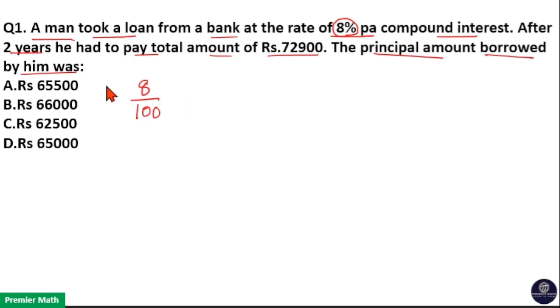Now, I will convert this 8 by 100 as 4 goes 2 times in 8, 4 goes 25 times in 100. Now, 2 parts is the interest and 25 parts is the principal here. Now, if you take the ratio between principal and amount, principal is 25 parts, then amount is principal plus interest, that is 25 plus 2, 27.